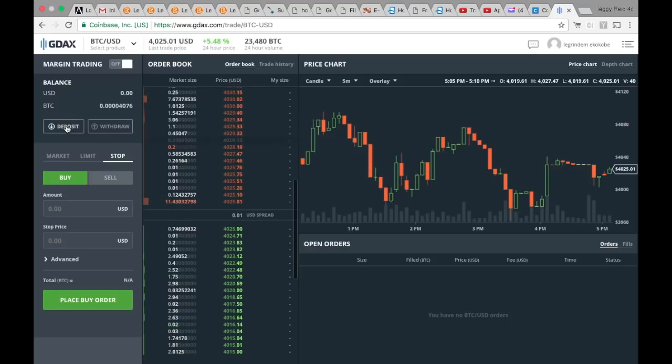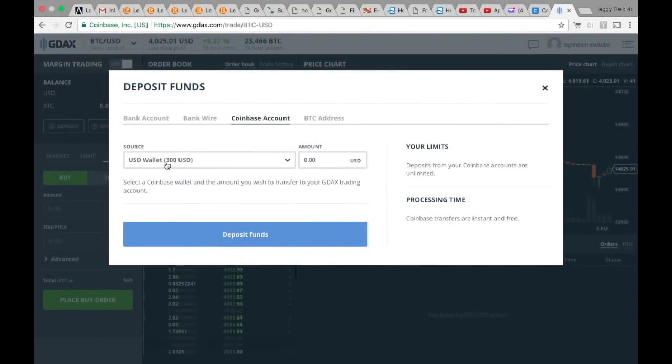Okay, so I go on deposit, and then you click on Coinbase account, and then you see the amount of money that you have in your Coinbase account here, and then you put the amount in here. Whatever amount that you want to deposit. And for me, I want to deposit everything from my Coinbase to my Gdax account. So you go deposit funds.